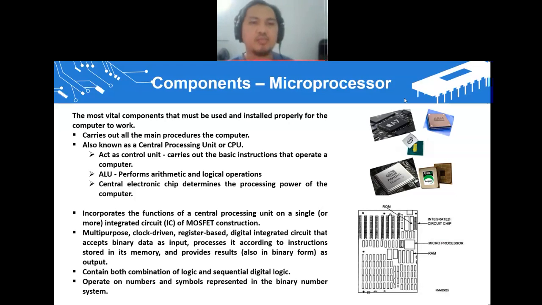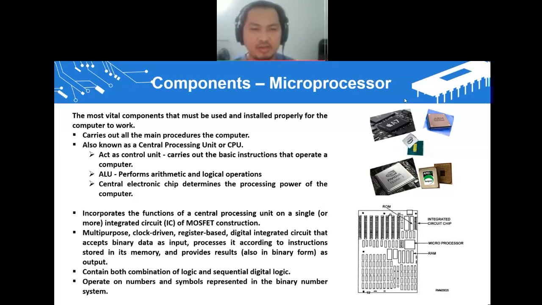Microprocessor is the most vital component that must be used and installed properly for the computer to work. It carries out all the main procedures for the computer, also known as a central processing unit, or in short, a CPU. Usually, the CPU acts as a control unit that carries out the basic instructions that operate a computer. It also performs arithmetic and logical operations, which we usually call the arithmetic logic unit, ALU. And usually, the central electronic chip determines the processing power of the computer.